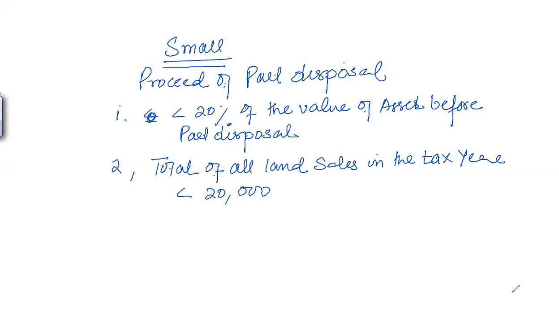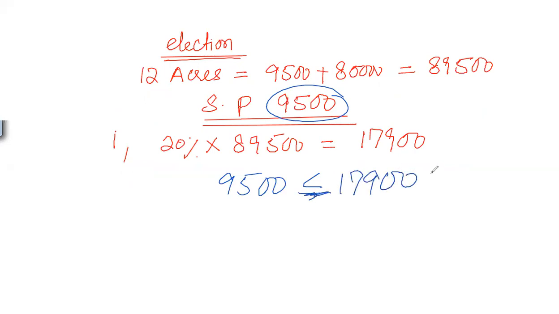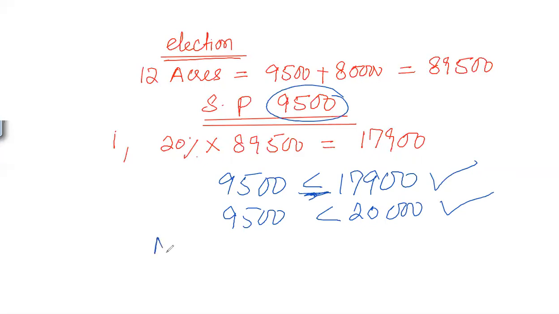So our sales value is 9,500, and this 9,500 is less than 17,900. So the criteria has been satisfied. And this 9,500 is also less than 20,000. So both the criteria have been satisfied. Therefore, an election can be made. So that means no gain on part disposal.